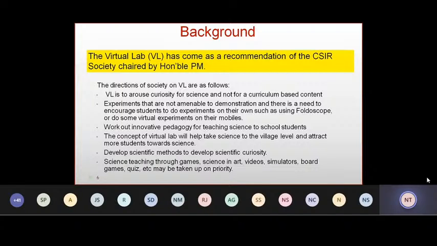The real virtual lab is to arouse curiosity for science and not for curriculum-based content. I read this line to let you know it will not be curriculum-based content, and there is really a challenge because our students are already very pressurized with a lot of curriculum. On top of that, if they have to learn something new, I understand they will be under a lot of pressure. So how do you make something interesting in the way we want to talk about and that can connect to their curriculum? We have that kind of idea, so we need your input in that regard.